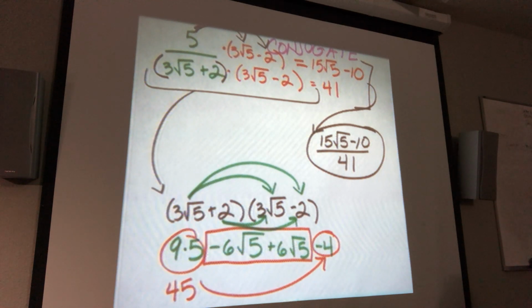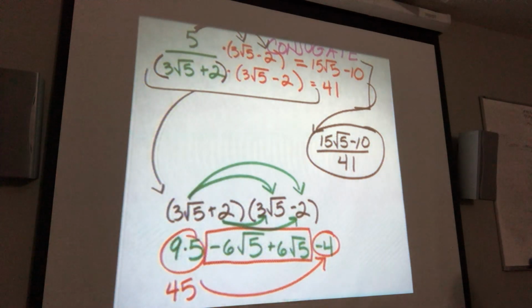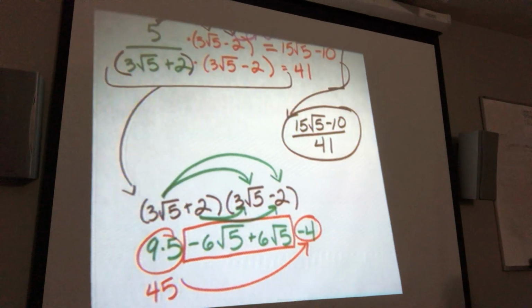So that one, the denominator had one square root in it. How is it different when the denominator's got two square roots in it? The answer is not much. It's not much different.